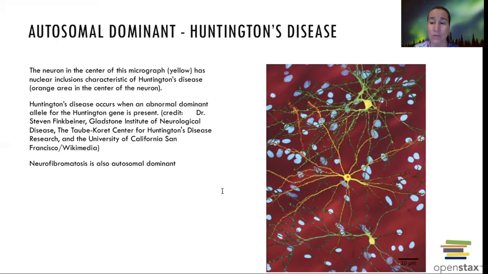But once symptoms do start showing with Huntington's disease, it is 100% fatal. It is neurodegenerative. And I think life expectancy is about 12 or 15 years after it starts to show up. So this is an example of an autosomal dominant where you just need one gene of this thing to display and be expressed and show up.